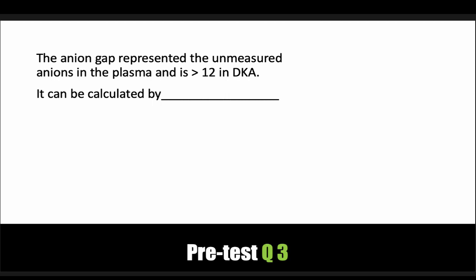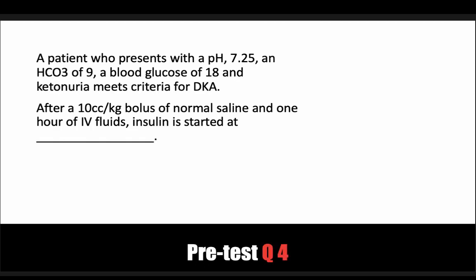The anion gap represents the unmeasured anions in the plasma and is greater than 12 in DKA. Please write down the calculation for anion gap. A patient who presents with a pH of 7.25, a bicarb of 9, blood glucose of 18, and ketonuria meets the criteria of DKA. After a 10 cc per kilo bolus of normal saline and 1 hour of IV fluids, insulin is started at.